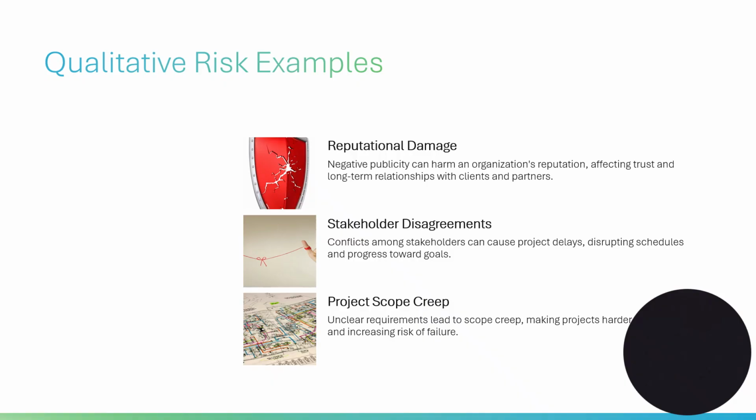Qualitative risk examples include reputational damage from negative publicity, delays due to stakeholder disagreements, and project scope creep caused by unclear requirements. These risks are assessed based on likelihood and impact rather than numerical values, helping organizations prioritize responses and mitigate strategies effectively.